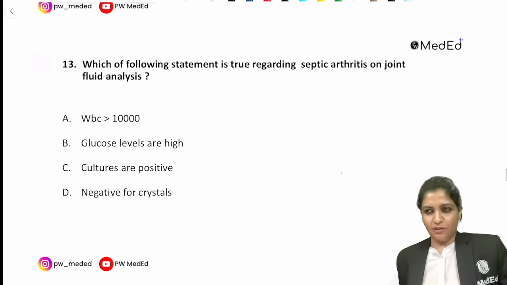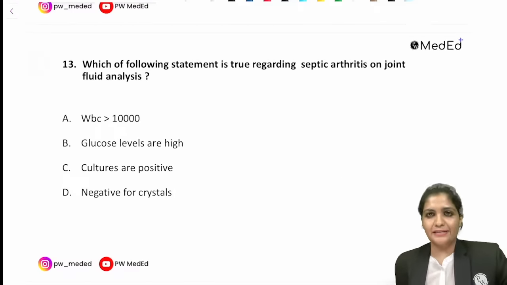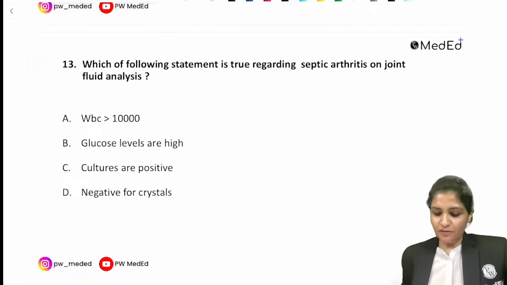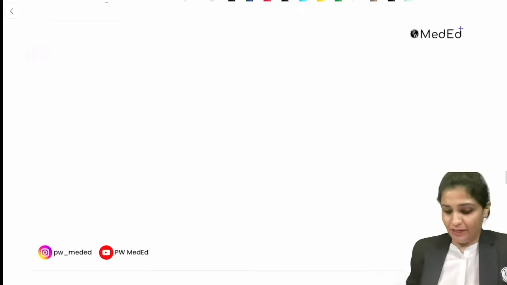So now this is the next question. We are ready to answer this question now. Which of the following statements is true regarding septic arthritis on joint fluid analysis? Why is joint fluid analysis important?